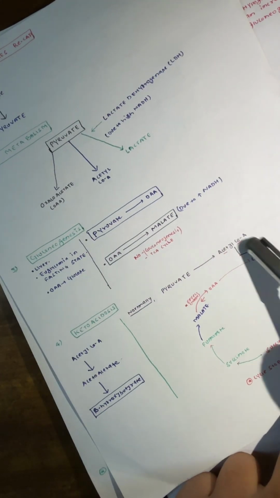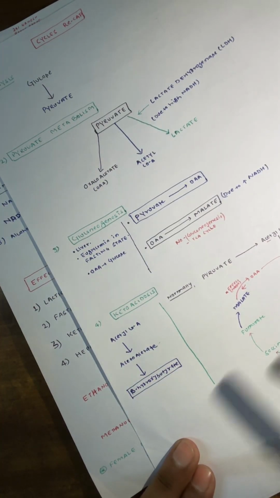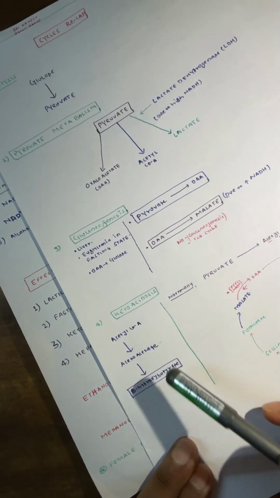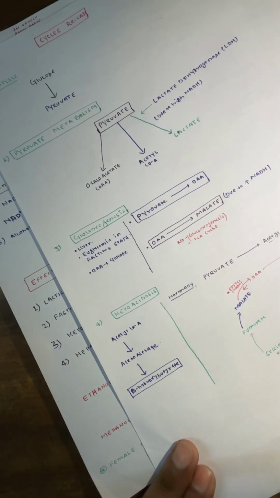So this acetyl coenzyme A is getting diverted to this step, and due to high NADH, we can see that acetyl coenzyme A is getting converted into acetoacetate and then to beta hydroxybutyrate, and that leads to ketoacidosis.